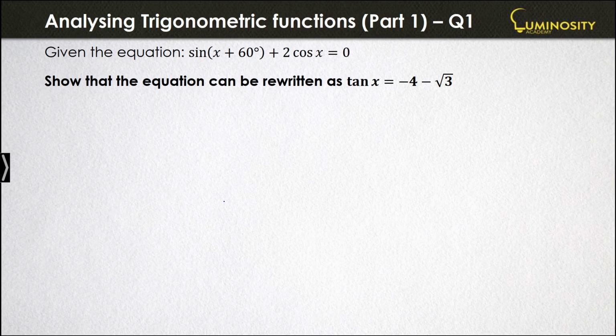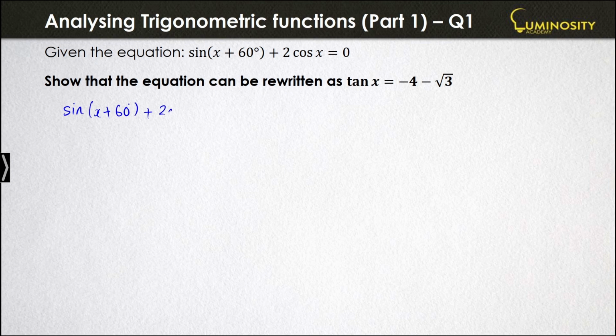Let's have a look at question 1. We're given the equation sine of (x plus 60 degrees) plus 2 cos x equals 0. We want to show that the equation can be rewritten as tan x equals -4 minus square root 3. Alright, so let's start off by writing what we have here.